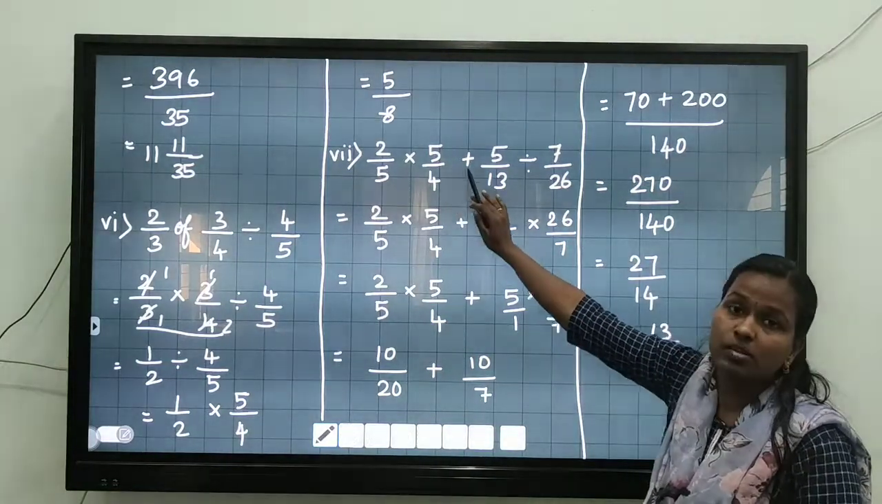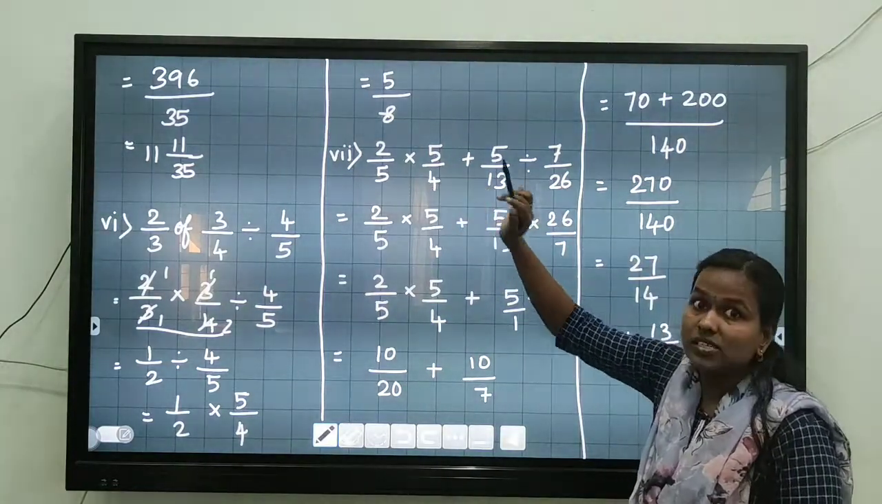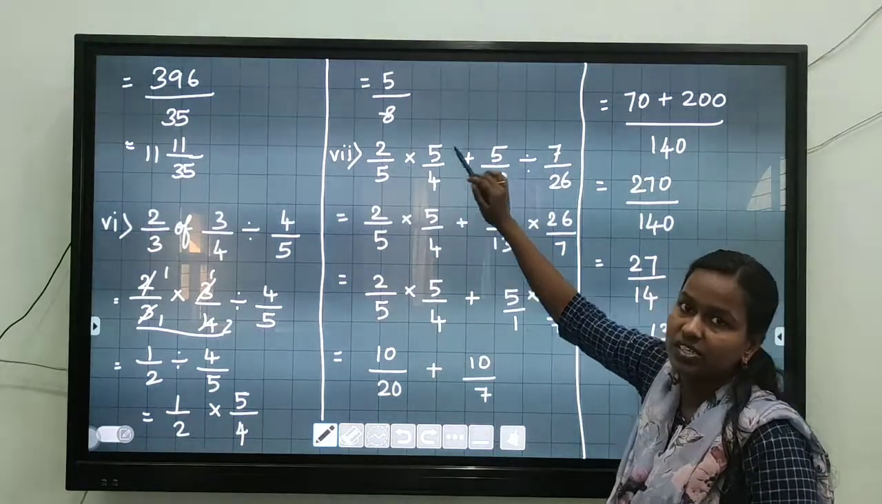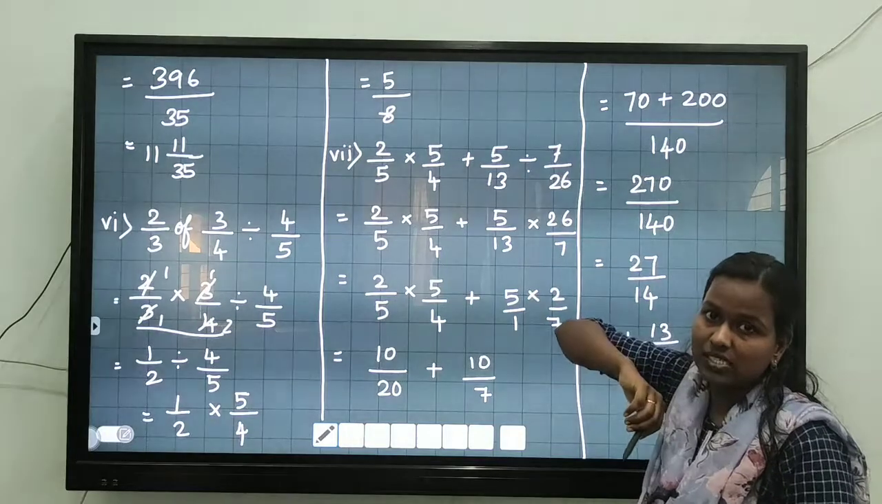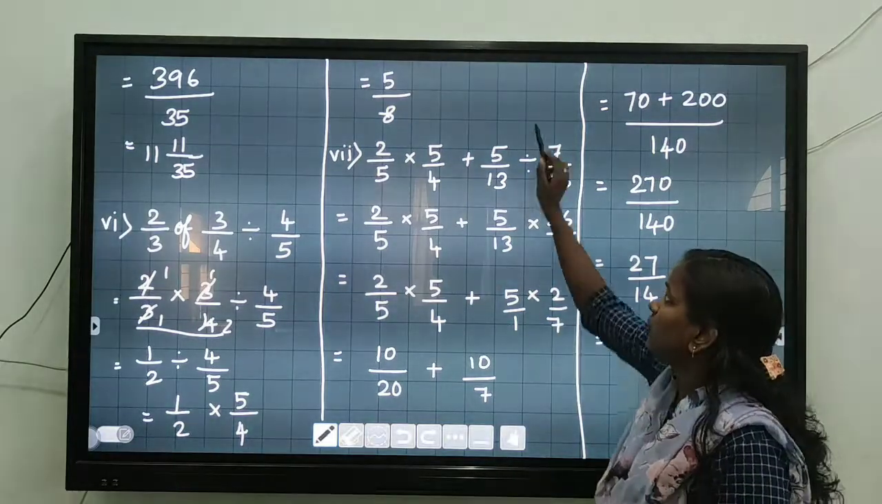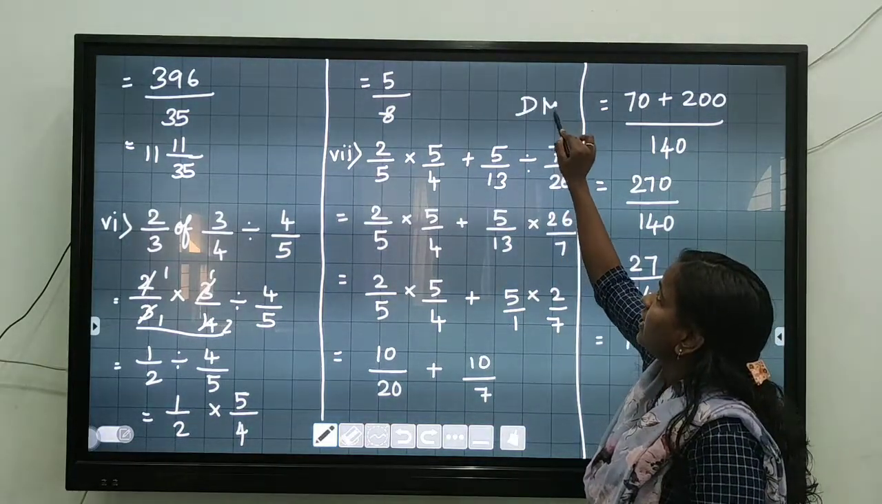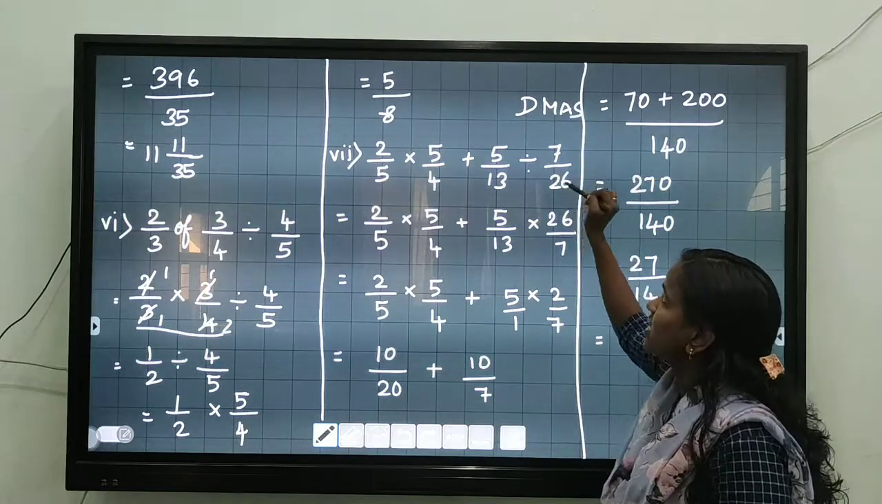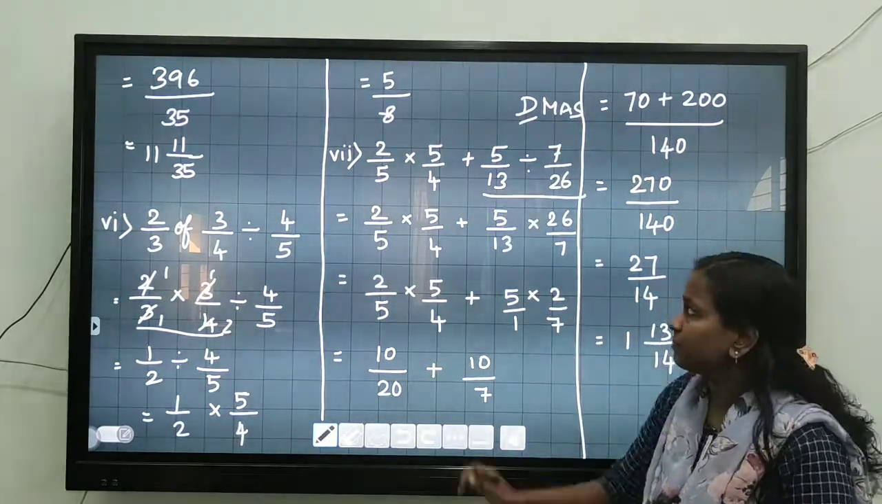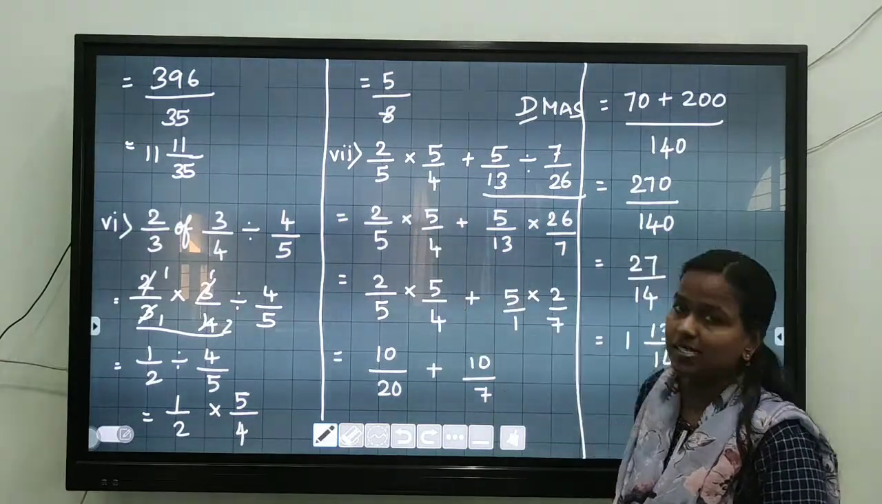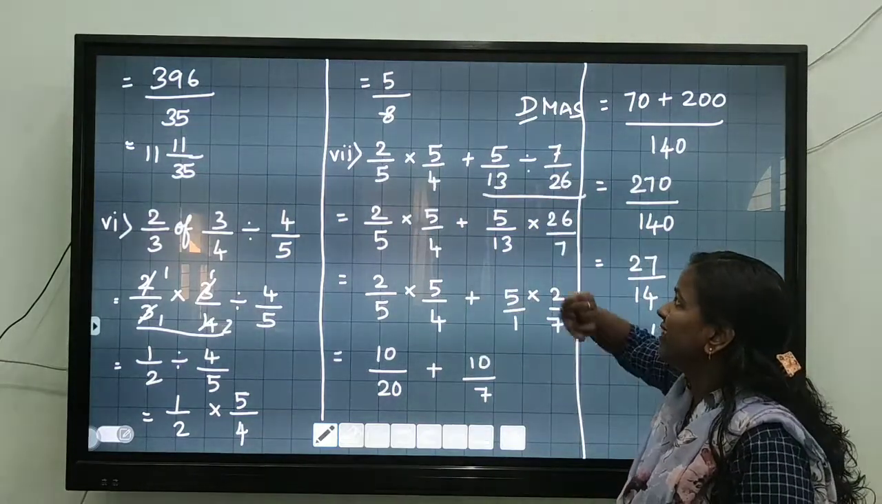Find out the reciprocal. If you solve, you will get 5 by 8. See the next term, this has mixed operations. Multiplication is there, addition is there, division is there. So first we have to solve using DAAS. In this division is there, yes, division is there. So first we have to do the division. So I am writing the first two terms as they are, and I am going to divide these two terms.